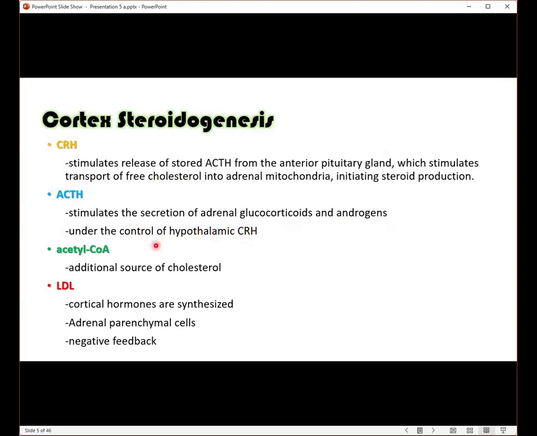In addition to ACTH, acetyl coenzyme A can also be utilized as an additional source of cholesterol. If ACTH is the stimulatory hormone for steroid production, it is LDL that serves as a negative feedback, an inhibitory substance. LDL is low density lipoprotein. It acts as a negative feedback, meaning if there are already enough steroids, LDL comes into action by inhibiting further production of steroids to avoid overproduction.